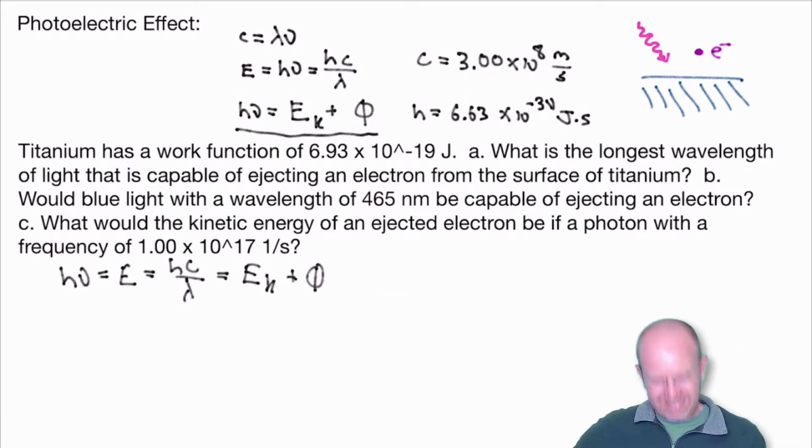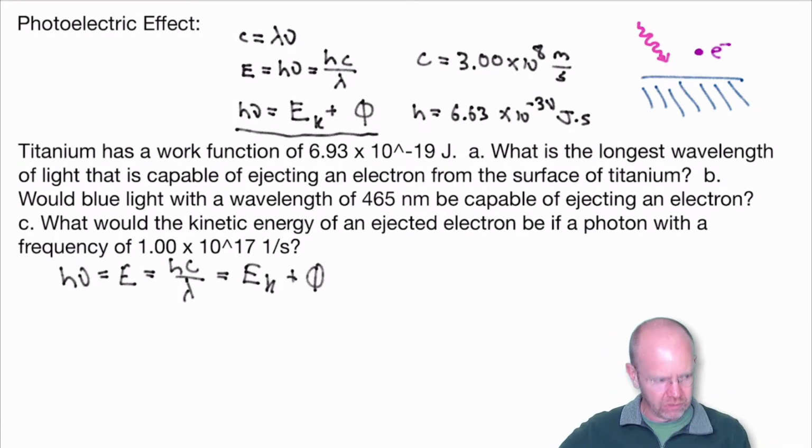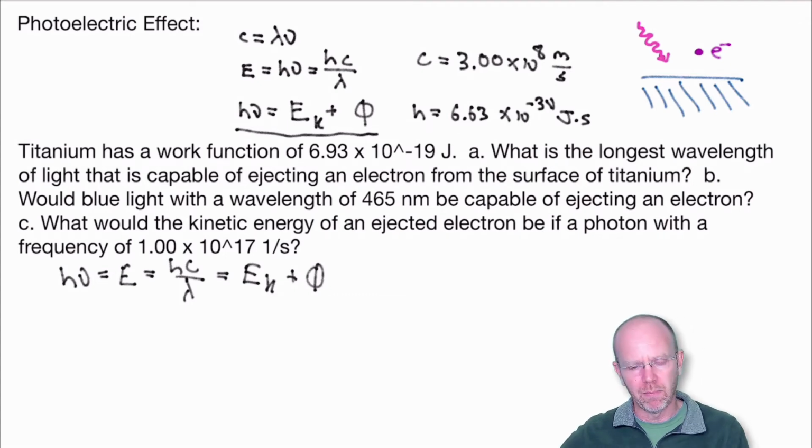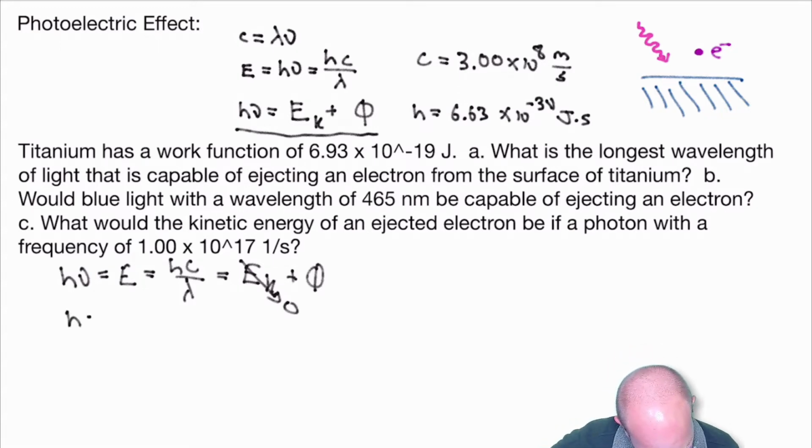If we're just getting just enough energy to eject that electron from the surface of the metal, that electron would have no kinetic energy. So we're asking for the minimum amount of energy to eject, but then not give any kinetic energy. So this is going to be 0 if we're at the bare minimum energy. So now we have a pretty simple equation to work with. We've got hc over lambda equals that work function. And so if we're interested in the lambda, we can solve this for lambda.